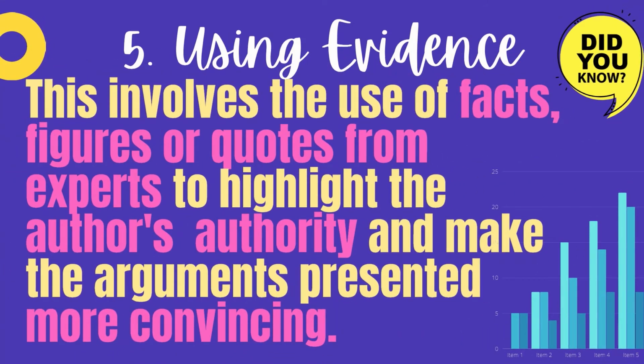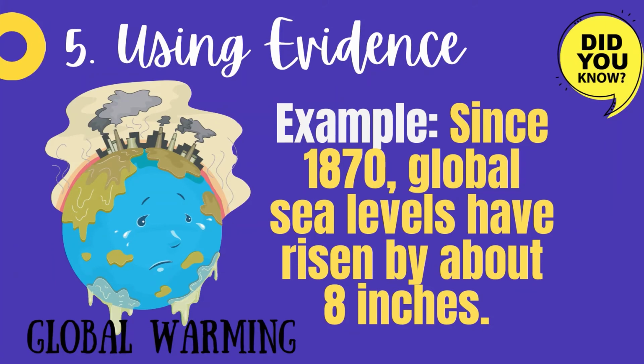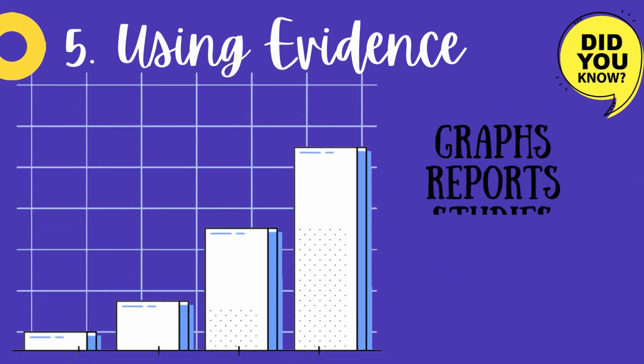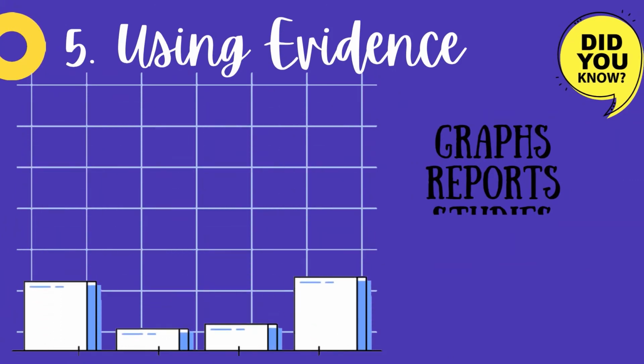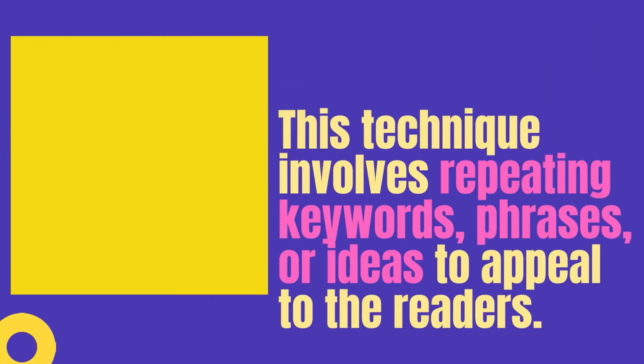Using evidence, on the other hand, involves the use of facts, figures, or quotes from experts to highlight the writer's authority and make the arguments presented more convincing. The given statement is a fact about global warming. Thus, presenting it makes the readers more convinced on how serious this issue is. A writer can also present graphs or utilize some reliable reports and studies to support his writing.